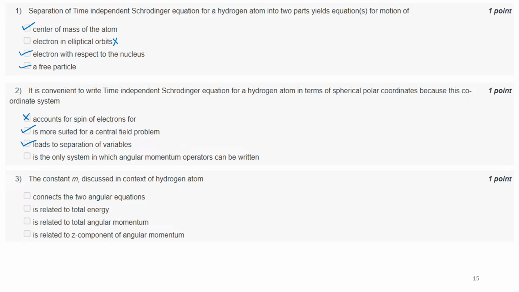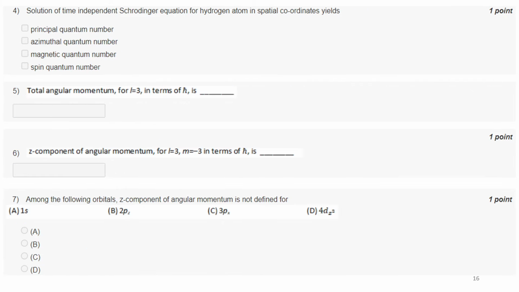Question number 3, the constant m discussed in the context of the hydrogen atom obviously connects two angular equations, right? In the spherical harmonic you have your theta dependent part and the phi dependent part, and it connects both. Is it related to the total energy? It is not. The total energy depends only on the r dependent part, that is the n quantum number. Is it related to the total angular momentum? Not really, it is related to the z component of the angular momentum. So these two are the correct answers for question number 3.